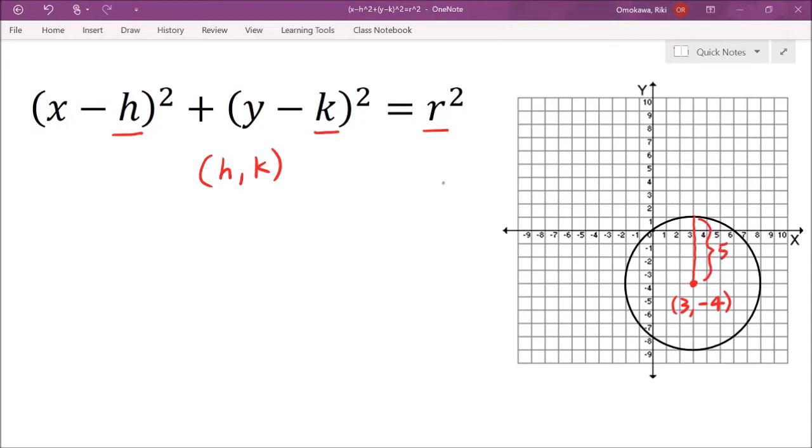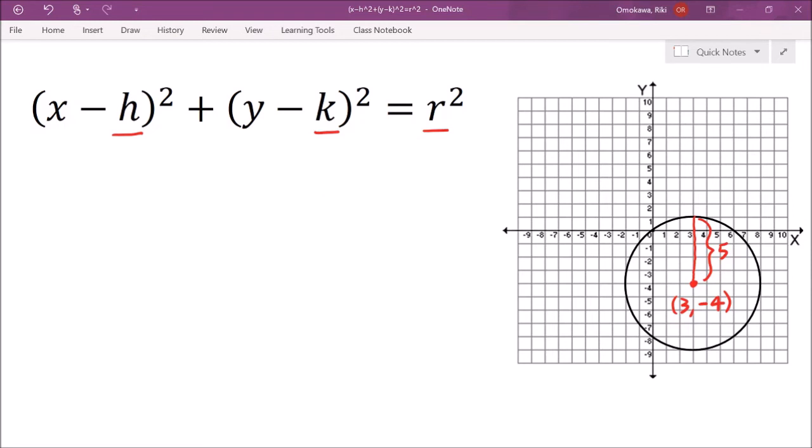Okay, first off, we know that we're going to plug in 5 here for r, because that's the radius. But then notice that the coordinates of the center for our circle are 3, negative 4. So that means 3 is h, and negative 4 is k, right? H is the horizontal coordinate, k is the vertical coordinate. And so we'll be plugging in positive 3 here and negative 4 there.